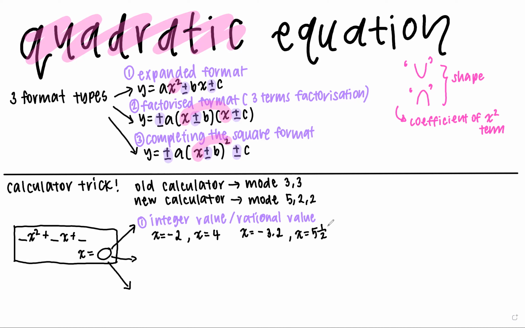So whenever you see this kind of values, what does it imply? Okay, what does it imply? So it implies that when you see this, you can actually use three-term factorization to get the answer.